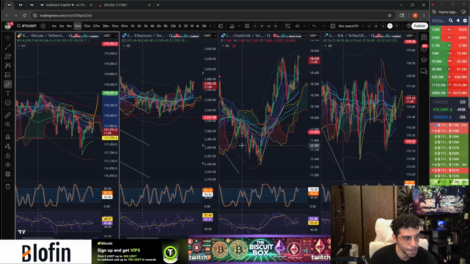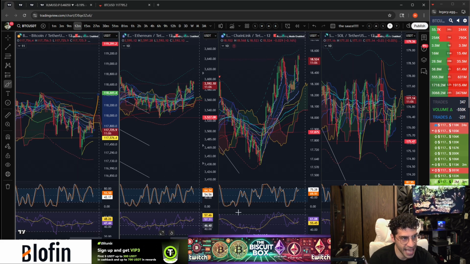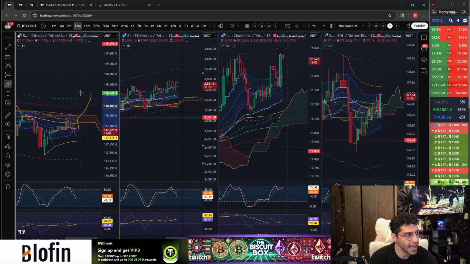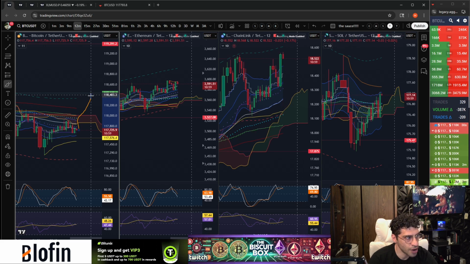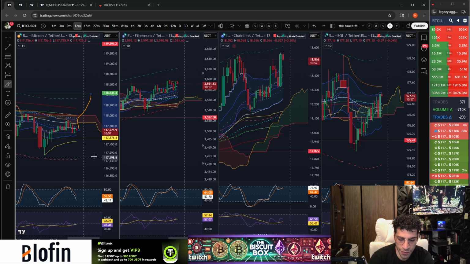Most likely, I would check my RSI and my stochastic. If they're overbought and price is lulling, I would try a short. The same thing goes for longs.